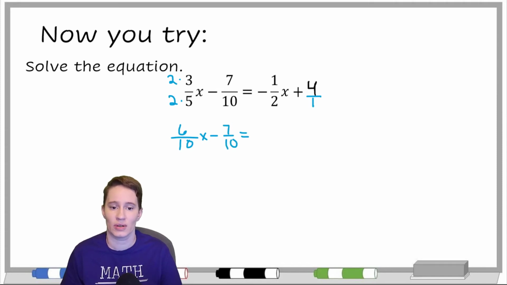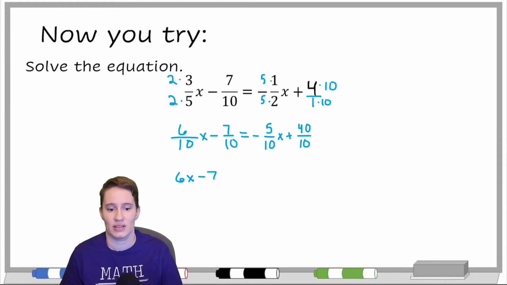And then this -1/2, doesn't matter that it's negative, I just need to think about how do I change this denominator. I'm going to times by 5. I do keep it negative. That still needs to be a -5 over 10. And then how do I change 4 over 1 so it has a 10 on bottom? I have to times by 10 so that I get 40 over 10. Now let's drop all of our denominators and finish.